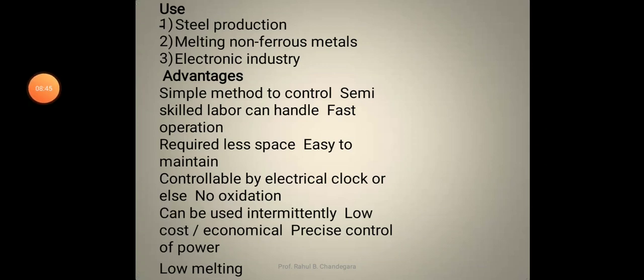Advantages of the coreless type induction furnace: simple method to control, semi-skilled labor can handle it, fast operation, requires less space, easy to maintain, and controlled by electrical clock. Oxidation can be avoided, it has low cost operation, is economical, has precise control of power, and there is no melting loss.